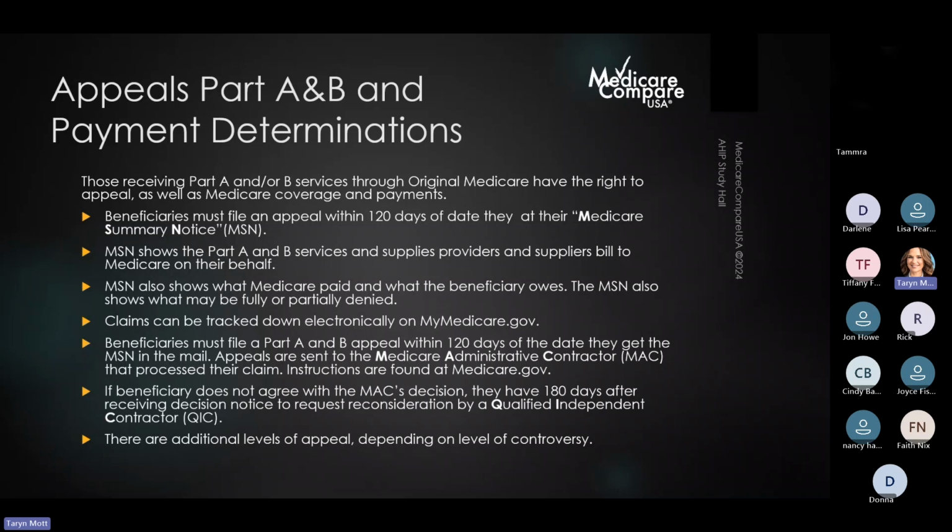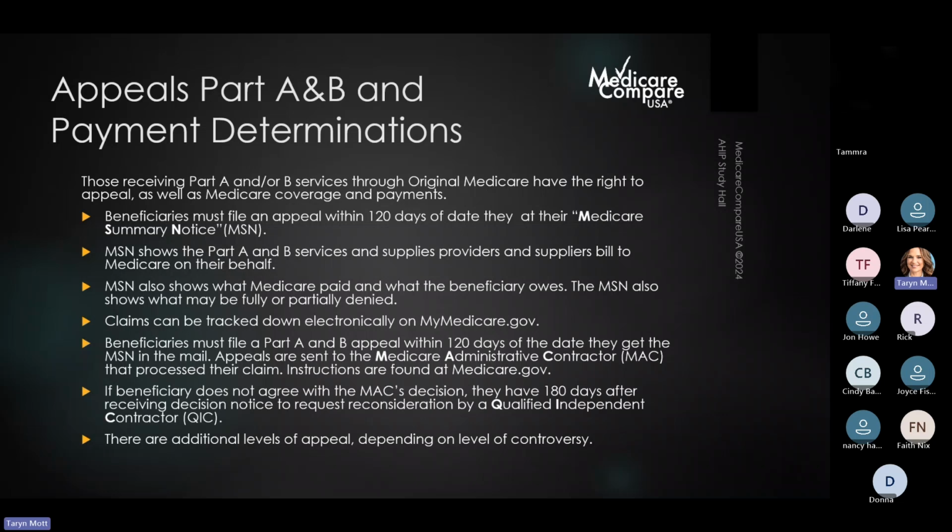Beneficiaries must file an appeal within, and this is in the test, 120 days of the date they receive their Medicare Summary Notice, known as the MSN. The MSN shows Part A and Part B services and supplies that providers and suppliers bill to Medicare on their behalf. The MSN also shows what Medicare paid and what the beneficiary owes. The MSN also shows what may be fully or partially denied.